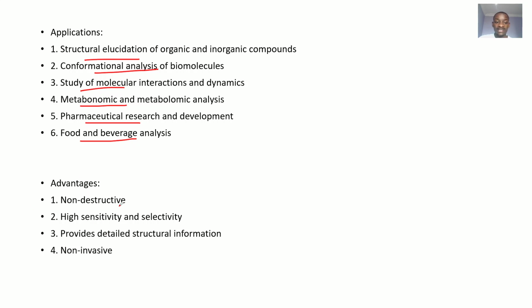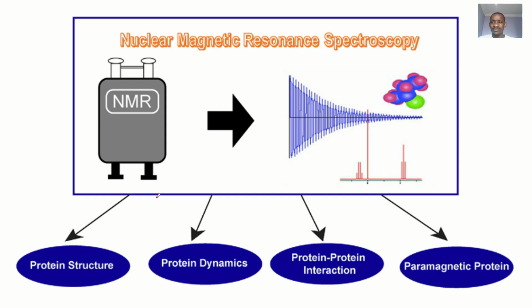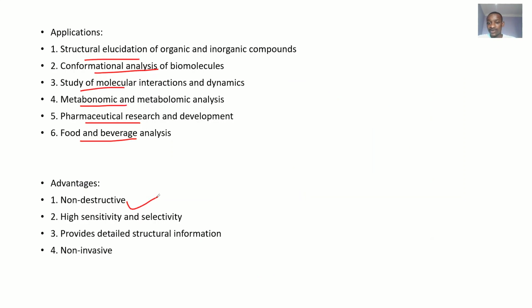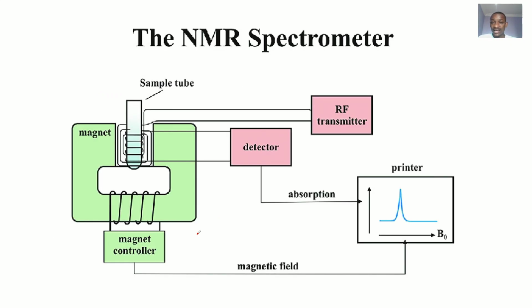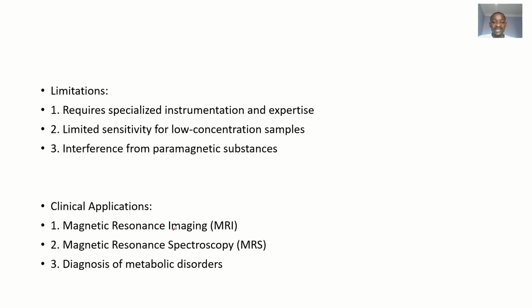So the advantage is that it is non-destructive. That means it does not make use of destructive waves like X-rays. X-rays too can be used in studying how structures are. So nuclear magnetic resonance spectroscopy is another way of studying how molecules are. It has high sensitivity and selectivity. It can provide detailed structural information about a molecule. It is non-invasive.